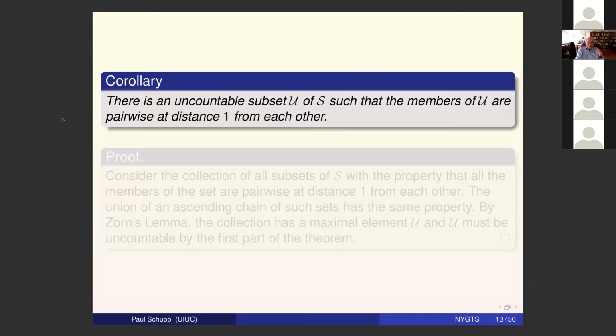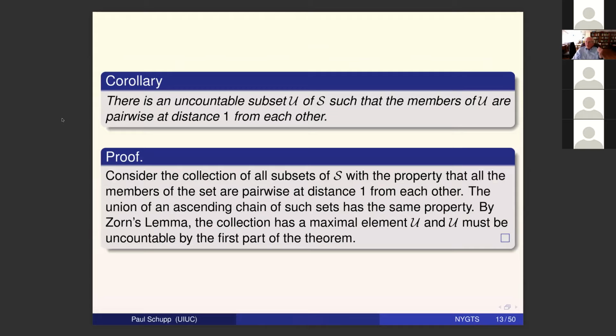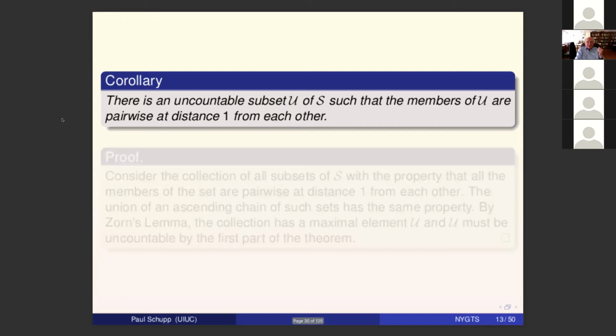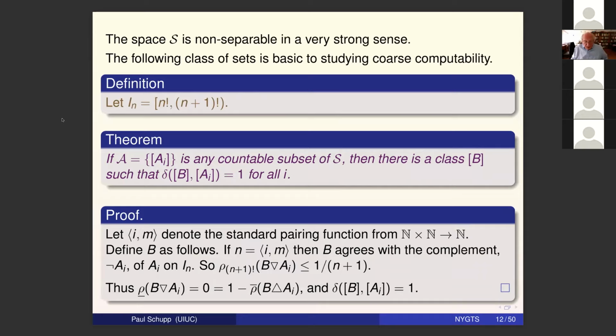Paul, can you go back? I mean, this is just a diagonalization argument. Why did you take the pairing? You want to disagree with the nth set on the nth interval, right? Yeah, and you take a pairing because this happens on infinitely many intervals, which are getting bigger and bigger. So you enumerate the sets so that each of them appears infinitely often. Yeah, n is coding the pair i, m.